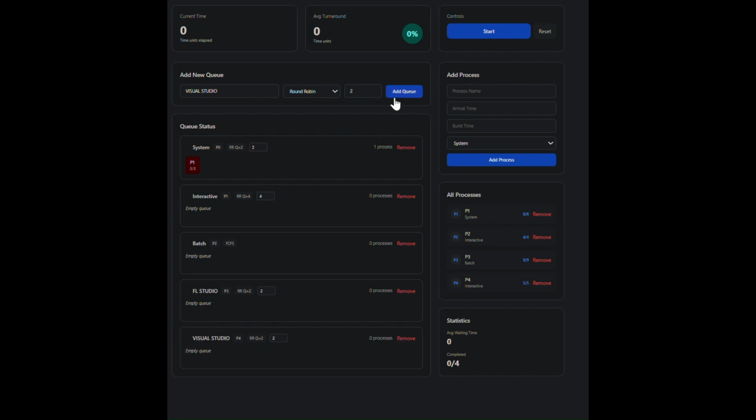Welcome to the analysis of the multi-level queue scheduling simulation. This application describes the setup, execution, and final results of the CPU scheduling process. The setup and queue configuration.